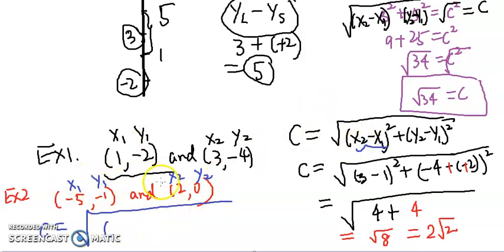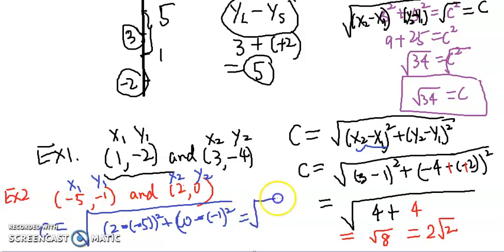x2 minus x1, so x2 is 2, x1 is negative 5, plus y2 is 0 minus y1 is negative 1. So be careful, you will have 2 minus signs because this minus comes from the formula. The second minus comes from the number itself. So we simplify that. We do keep, change. 2 plus 5 is 7. 7 squared is 49. And keep, change. 0 plus 1 is 1. 1 squared is 1. So we got square root of 50, which can be simplified to 5 square root 2.